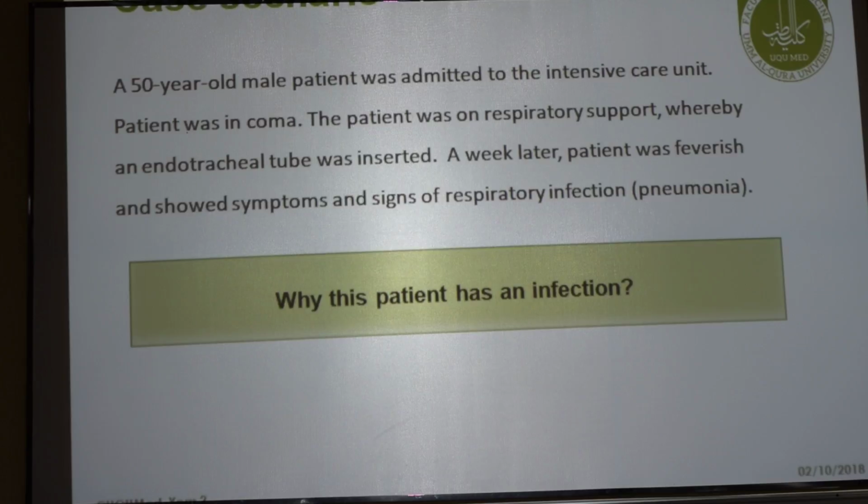No. He has a weak immune system. He has a weak immune system. Okay, so what makes you think that he has a weak immune system?